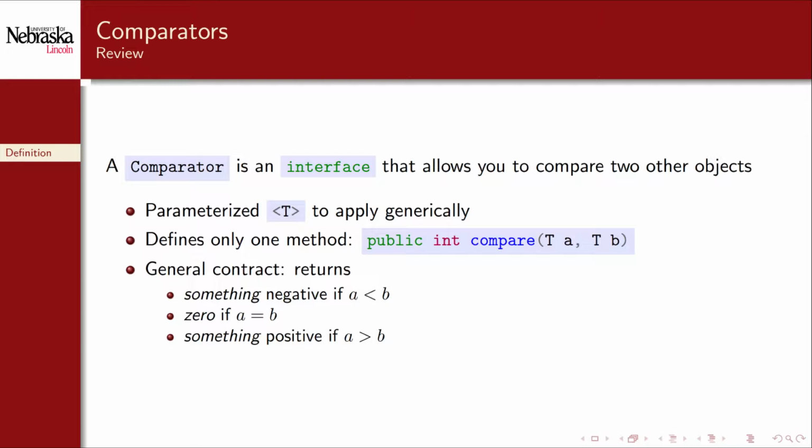It only defines one method, public int compare, which has the following general contract. It returns something negative if A comes before B, 0 if A is equal to B, and something positive if A is greater than B.